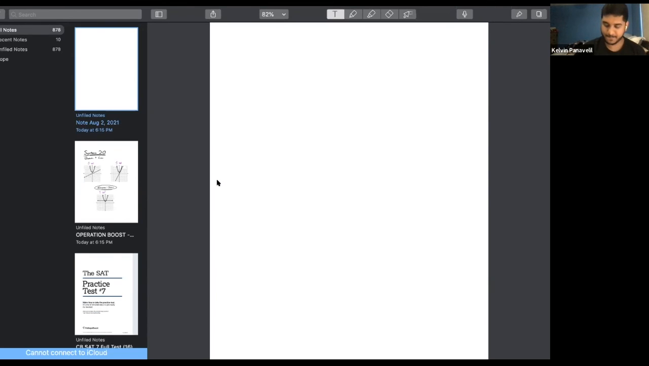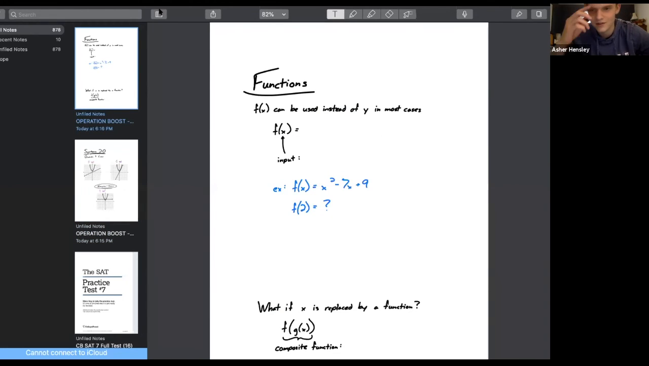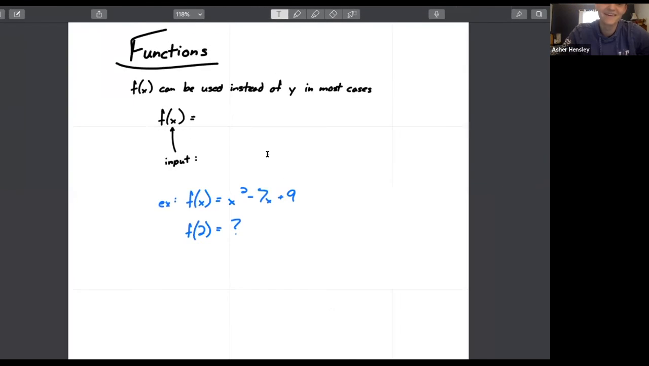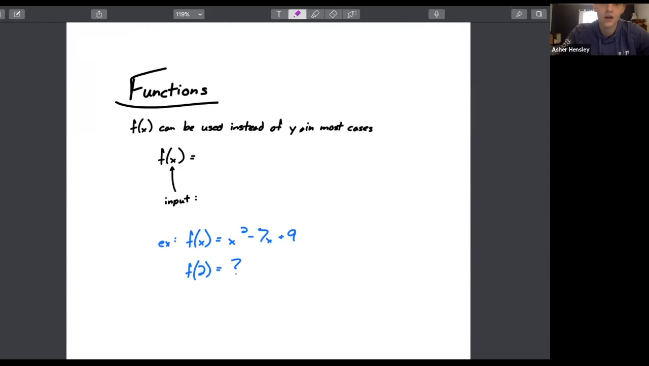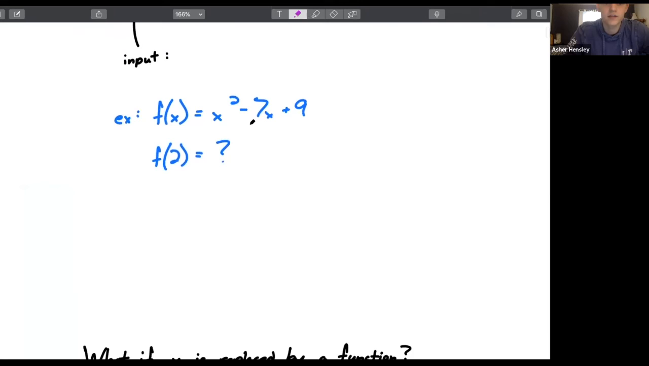Super good stuff. Okay, our next core, well, our first concept is composition, or composite functions. I don't know why that was so hard to say. So just remember, f of x is the same thing as our y. That just means x is our input. That's it. So f of x can be used instead of y in most cases, where x is our input. In this case, if I have f of x equals x squared minus 7x plus 9.